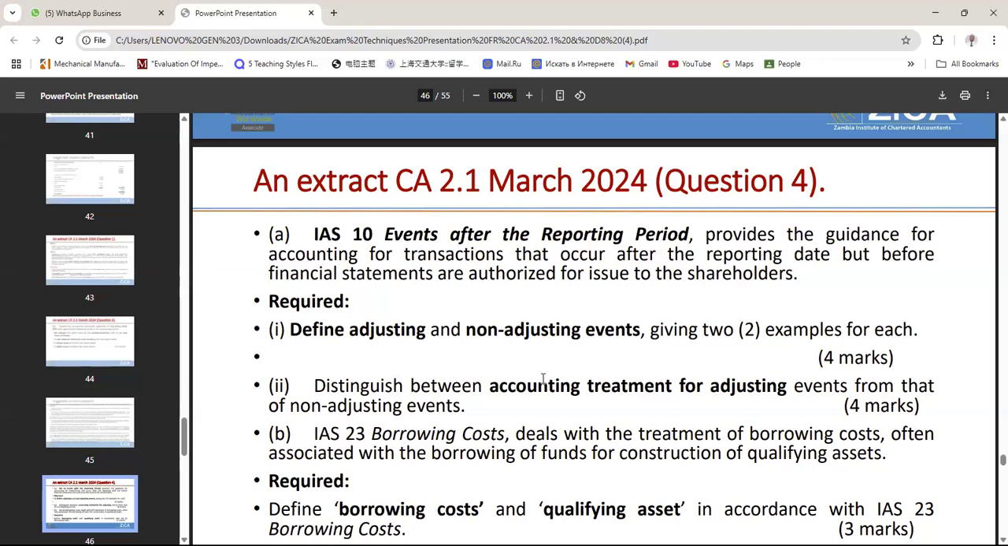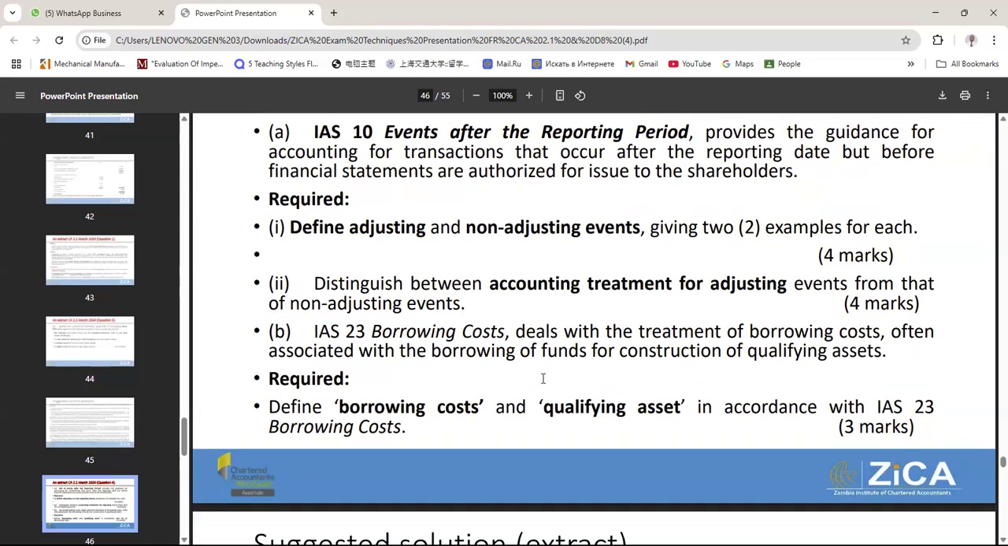So ensure to revise IAS 10. IAS 23 is one of the highly examined, which is on borrowing cost. So the guidance: direct attributable borrowing cost for a qualifying asset must be capitalized.